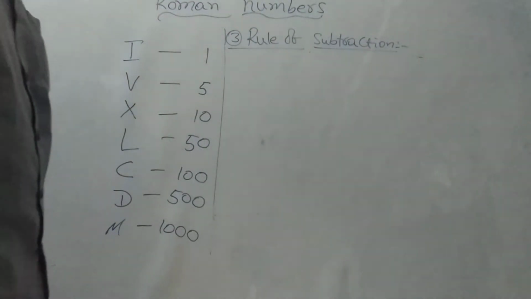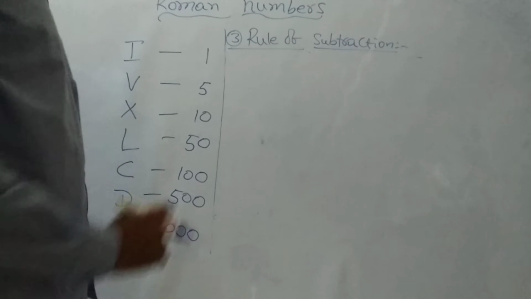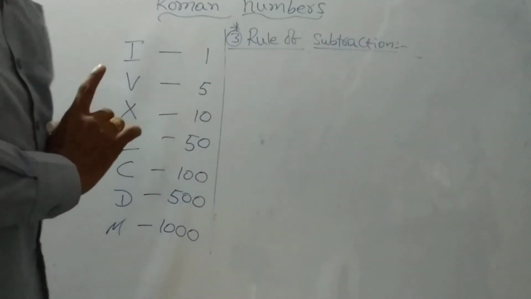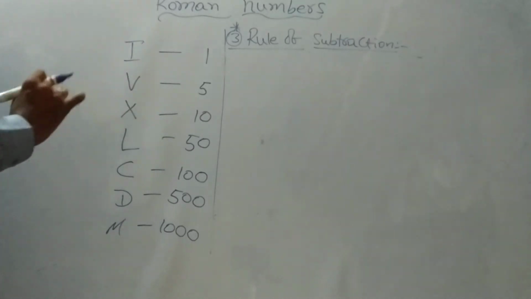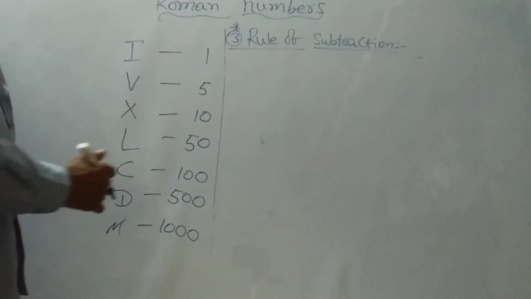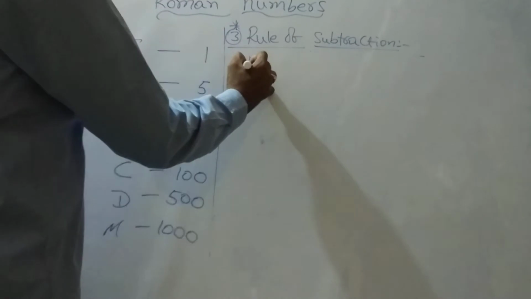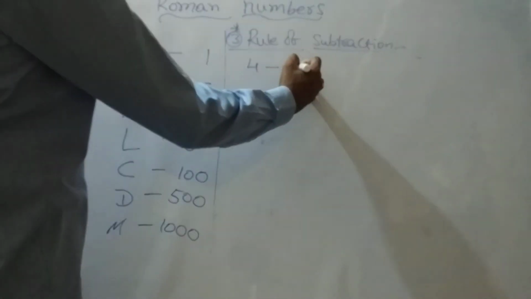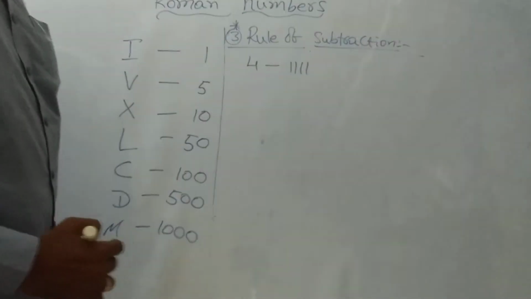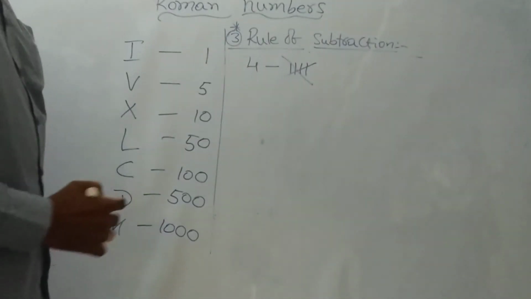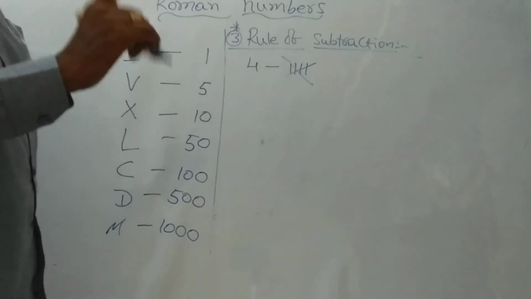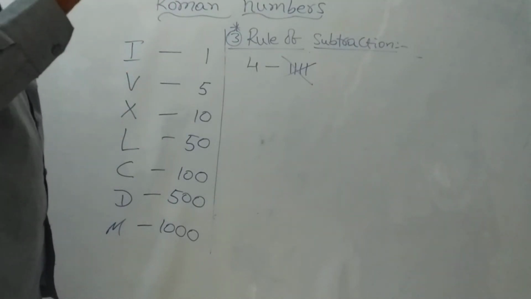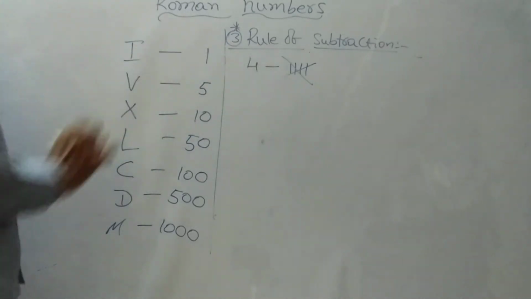We have one more rule, the rule of subtraction. This is very important compared to the last two rules. We have to remember some more conditions here. Next, I will give one example. If you want to write 4, we cannot write 4 I's continuously. This is wrong. Why is it wrong? From rule number 1, every symbol repeats maximum up to 3 times. Here repeating 4 times means it is wrong.